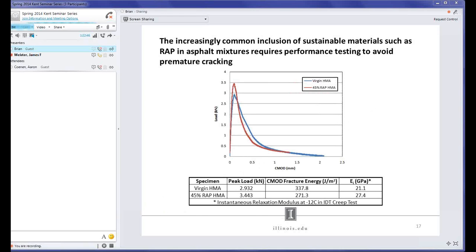So if we focus on a virgin and a 45% RAP hot mix, you can see that from a load-CMOD standpoint, it's pretty definitive that with a 45% RAP mix, we're seeing higher peak loads, but in terms of its softening curve, it's pretty steep, and we've seen this quite a bit with other recycled components in our asphalt mixture, so I'm not going to really get into that too much. In terms of what we did for the heterogeneous simulations with discrete element models, specifically with PFC 2D, it can be problematic trying to add in viscoelastic material response with the contact model that we have.